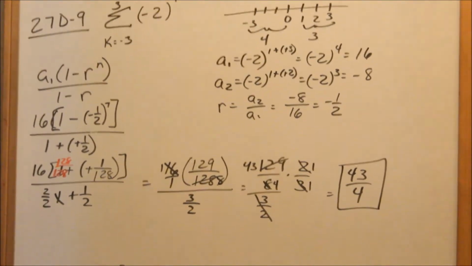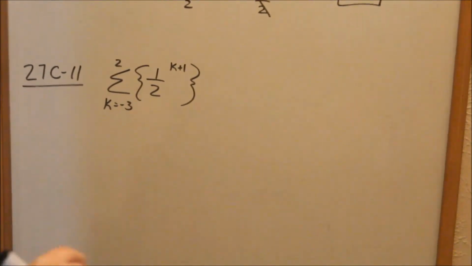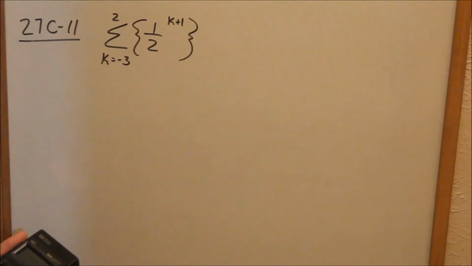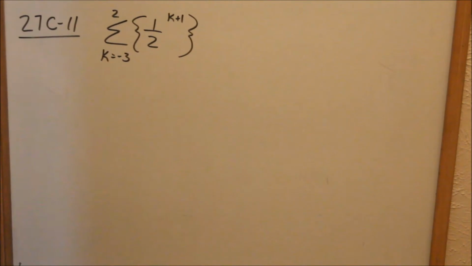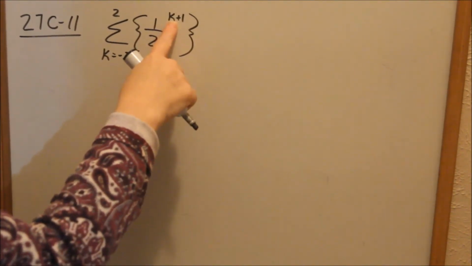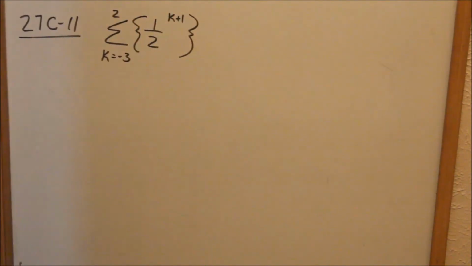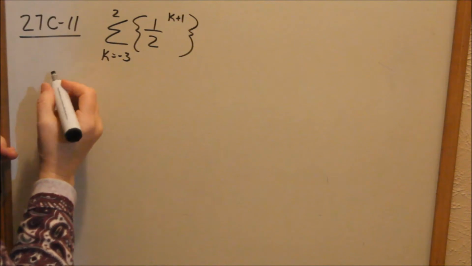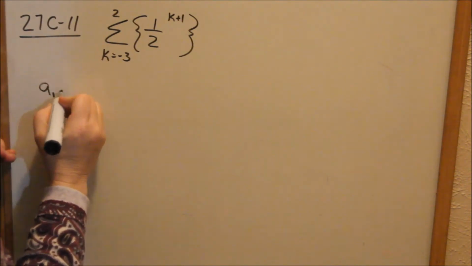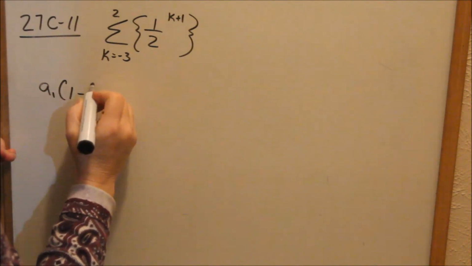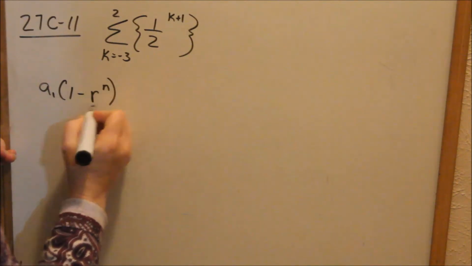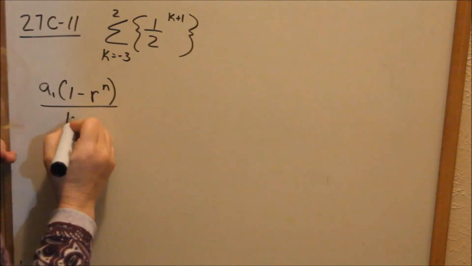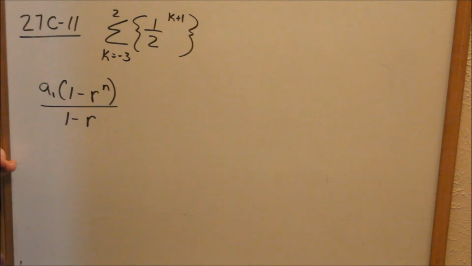Okay, now we're doing 20C number 11. So again, I know it's a geometric series, even if I'm not told that, because my variable is in the exponent. So again, that's a good tip to know it's a geometric series. Alright, so the formula for that: a sub 1 times 1 minus r to the n all over 1 minus r.